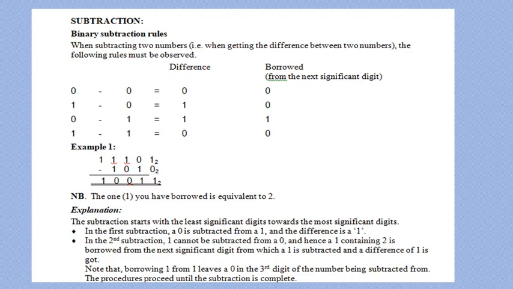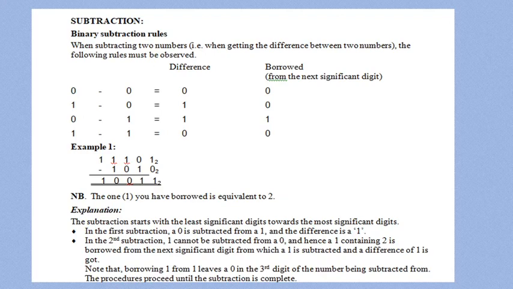Therefore, let's look at this example here. We are doing it. 1 minus 0 is 1. But now, 0 cannot subtract 1. Therefore, you take from this one, and here it becomes 1 minus 1 is 0. Here you remain 0, but this becomes 10. And therefore, 10 minus 1 is 1.